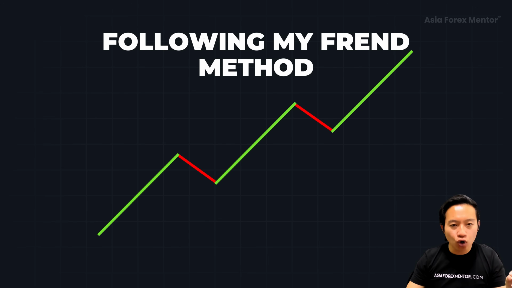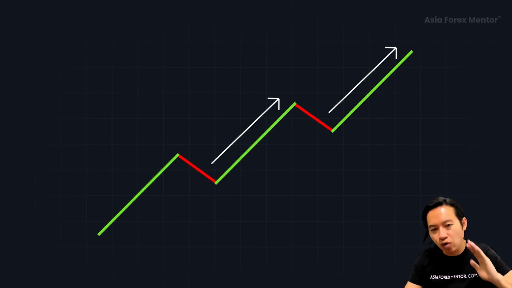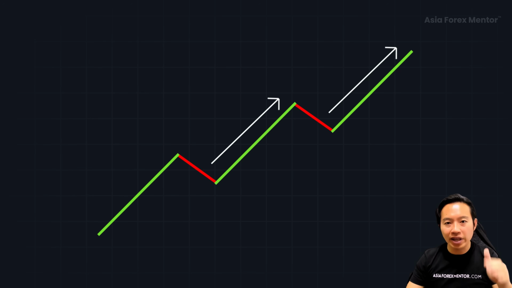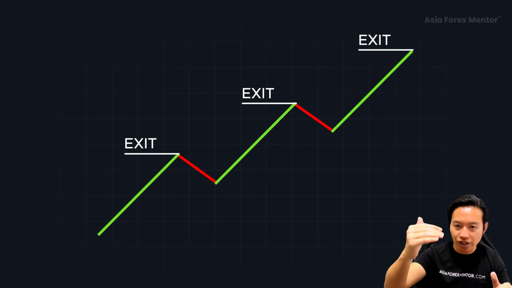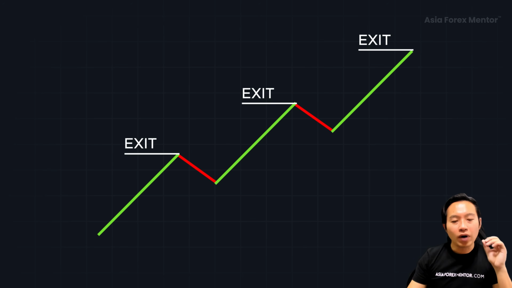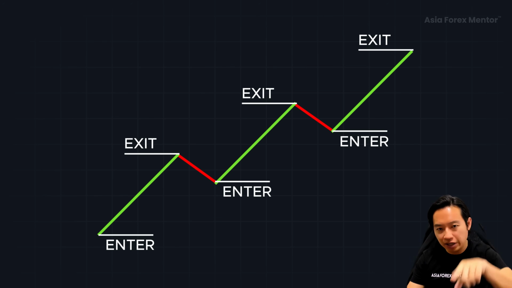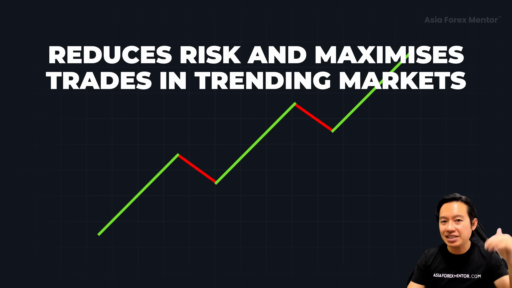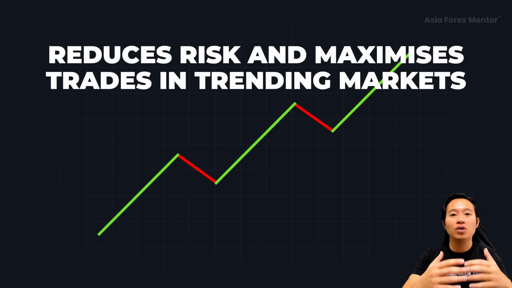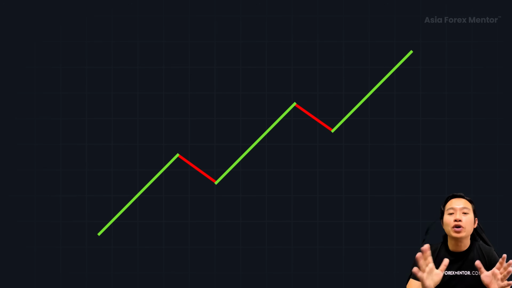So this following my friend method boosts your chance of profiting from its continuation because you follow the trend. You will ride the momentum and then exit before the resistance or opposing pressure hits. So by entering where? Entering at support levels during pullbacks. This strategy reduces the risk and maximizes the potential for successful trades in a trending market. Okay, so how are we going to do this?